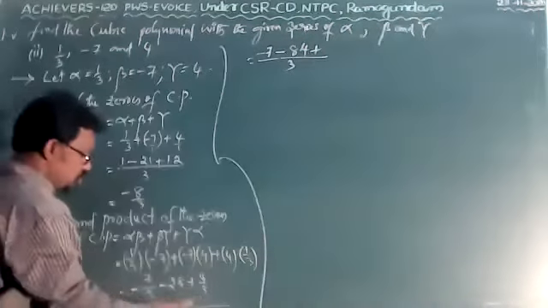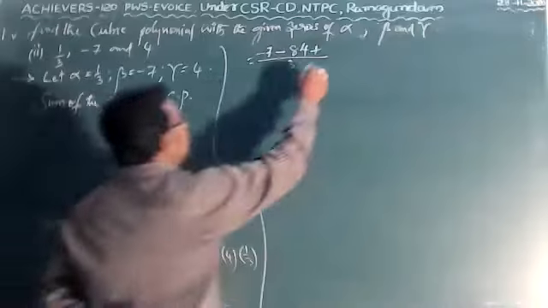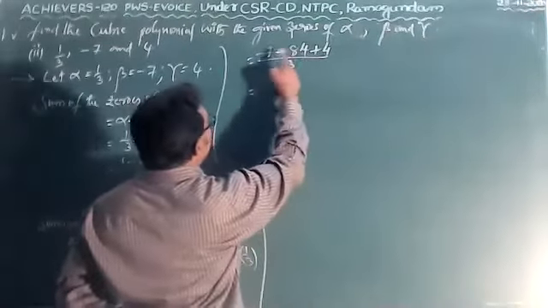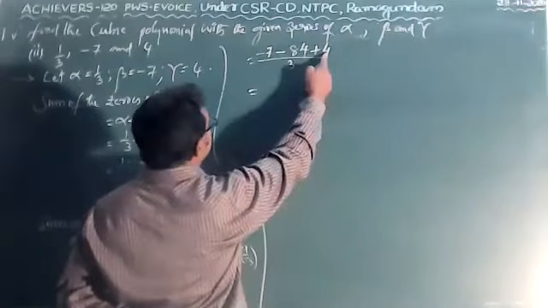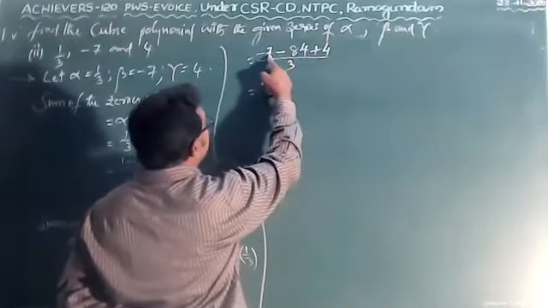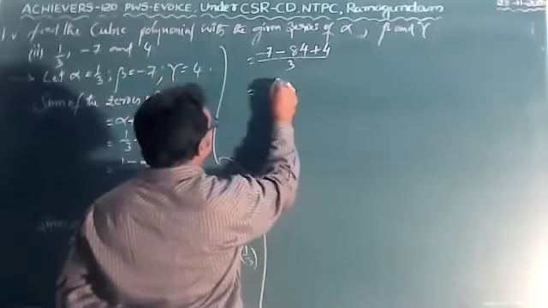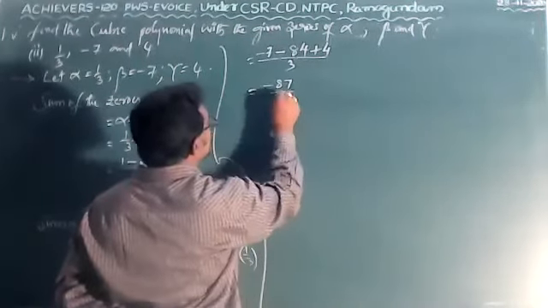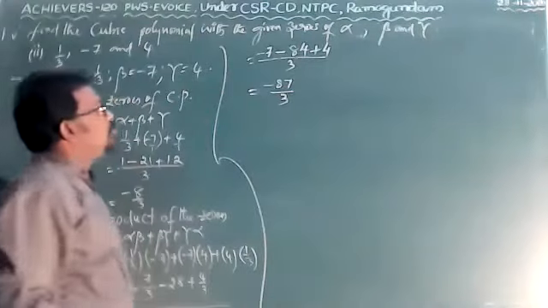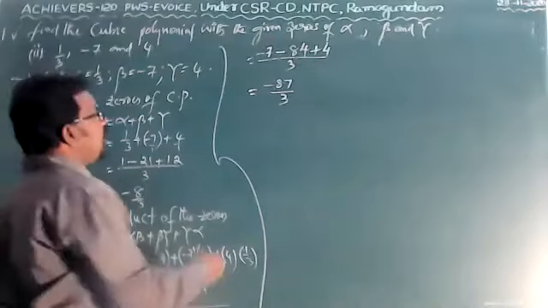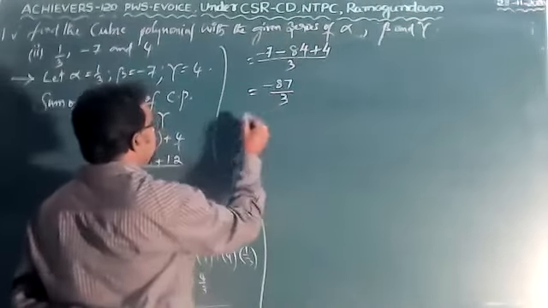Already 3 is there, you will get just 4. Yes. Add these two, subtract this one. What is 84 plus 7? 91. 91 minus 4, how much? 87. So it is minus 91 plus 4, minus 87 by 3.